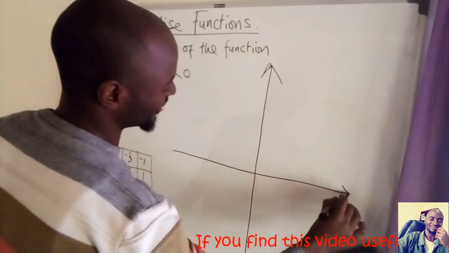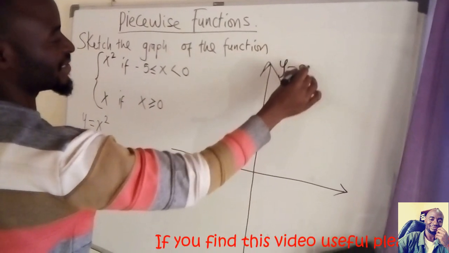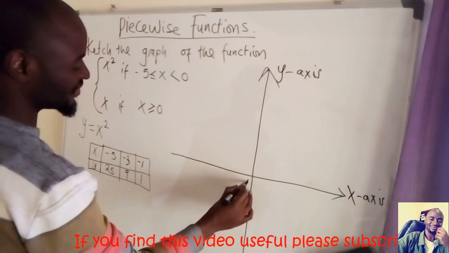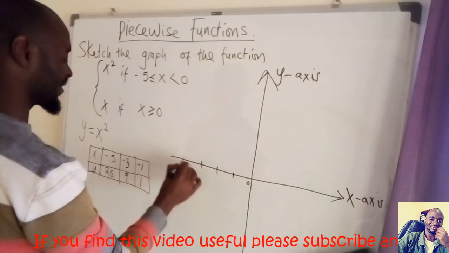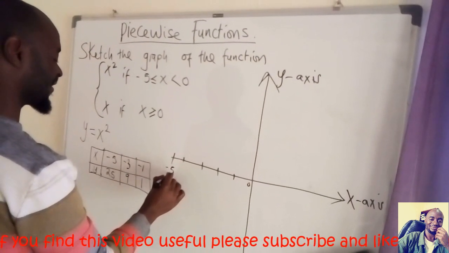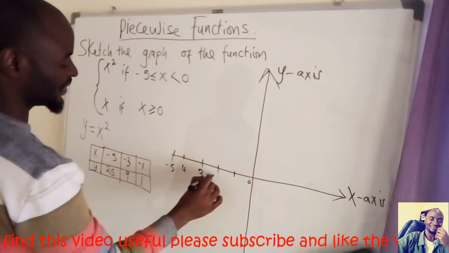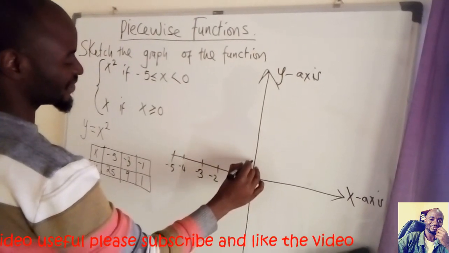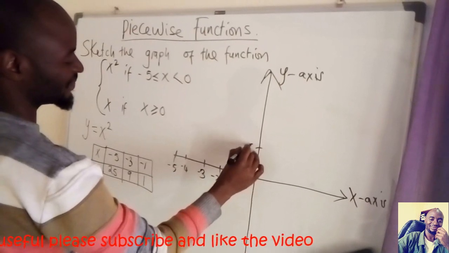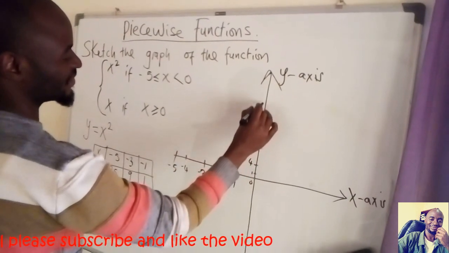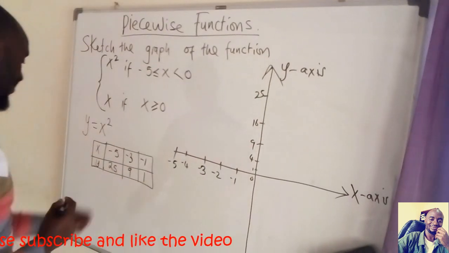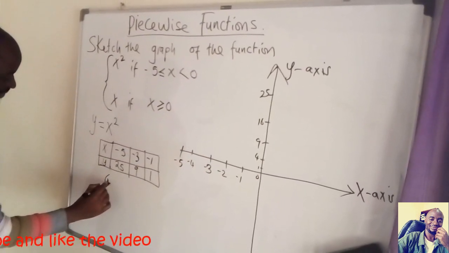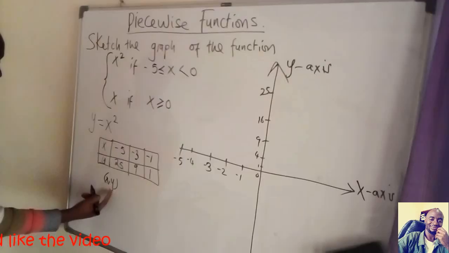write your Cartesian axes. Okay, this is the y-axis, this is the x-axis, then 0. Okay, it's a sketch. You can say -5, 4, 3, 2, 1. These are negatives. Then here you can say 1, 4, somewhere there, 9, 16, and 25 there. So we are going to put these as coordinates. They are going to be in the form x, y.